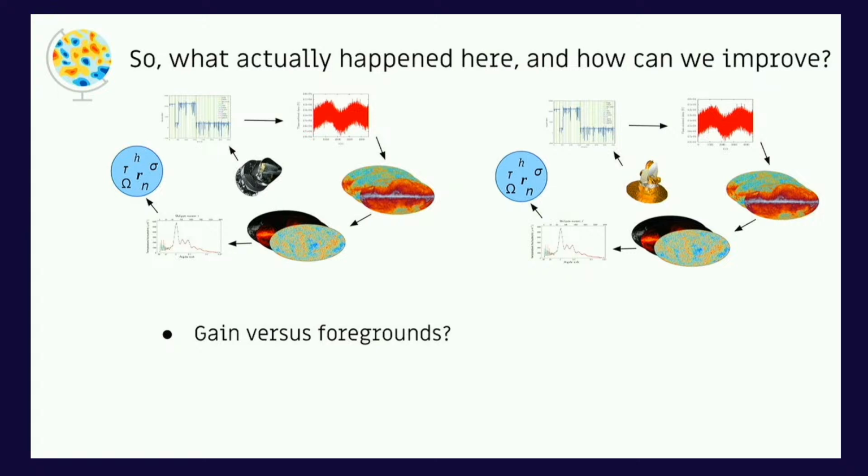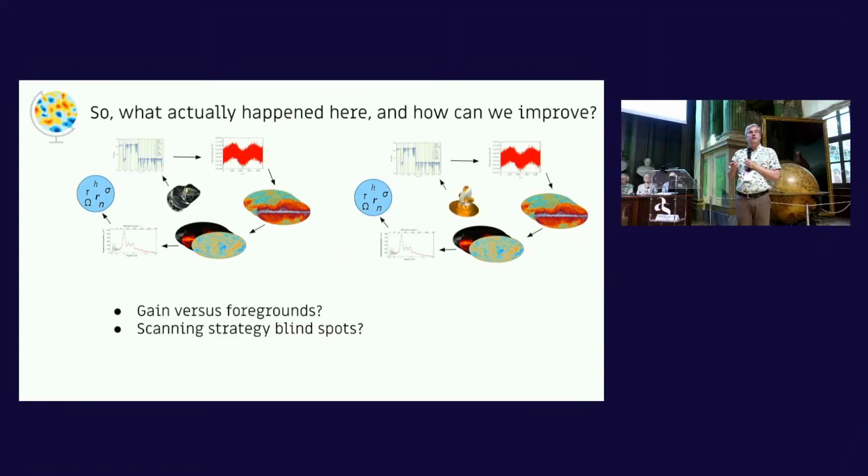First of all, there are different challenges. One is gain versus foregrounds, as I just mentioned. Another one is that each of the experiments have their own particular scanning strategy, blind spots, for instance. Planck is not fantastic at BB at low multipoles because of the scanning strategy. WMAP has other blind spots. Bandpass and beam uncertainties, as Jan was talking about: you measure things on the ground, but that's still not good enough. You have the uncertainties when you fly.